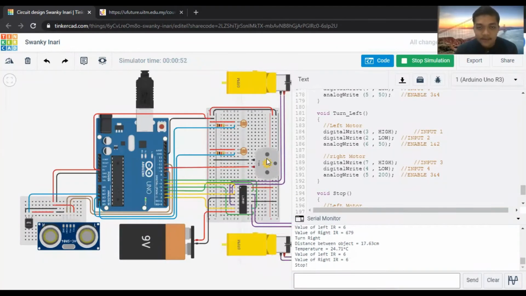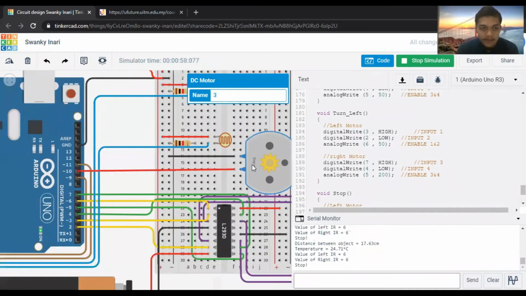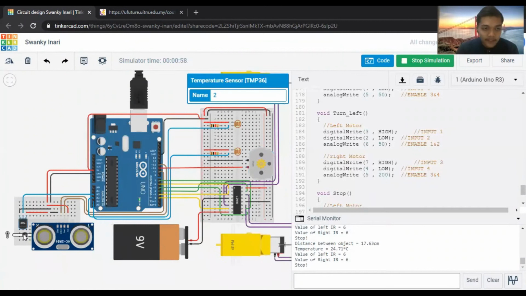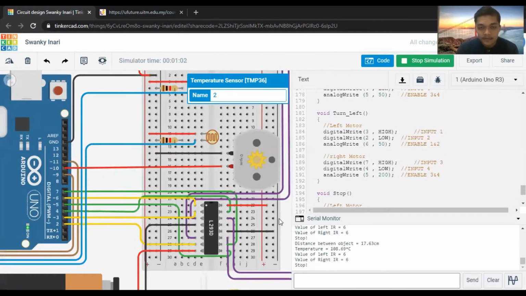As you know, the DC motor is replacing the water pump. So when the robot detects an object with lower temperature, the water pump will stop at 0 RPM. And if the robot detects an object with high temperature, okay, the water pump will move, and then the robot will detect fire.